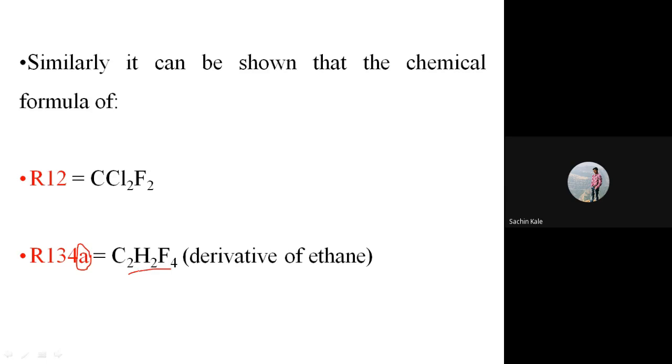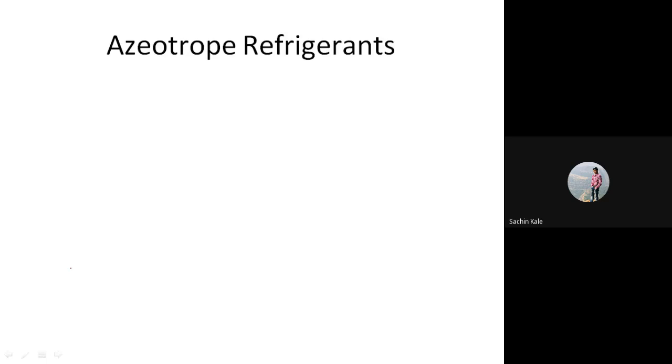Here, if you see the formula C2H2F4, here no chlorine atom is there, that's why 0 chlorine. Number of fluorine atoms is 4, so tetrafluoro. Number of carbon atoms is 2, that's why ethane. So tetrafluoroethane, that will be the chemical name for R134a, and A is indicating the isotope of tetrafluoroethane. So this was related to the halocarbon refrigerant.